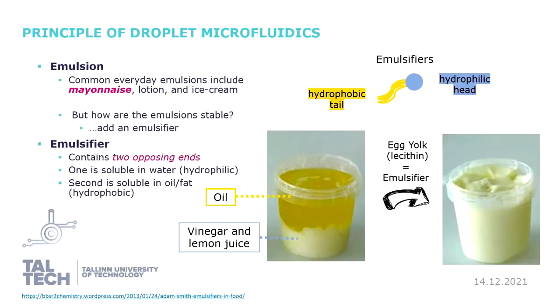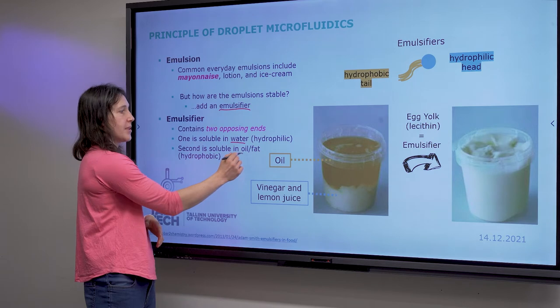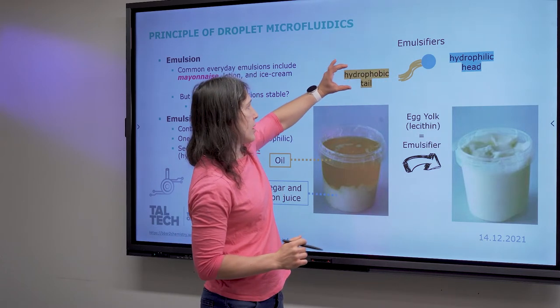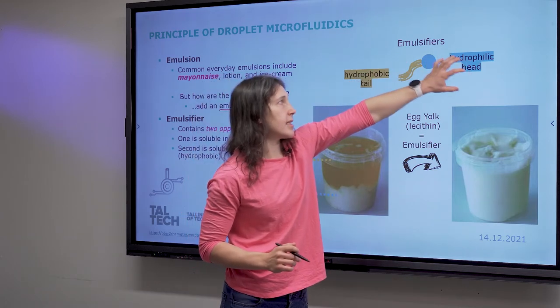Okay. So now a little bit more on emulsions. Well, you actually have emulsions in everyday life, and commonly this includes mayonnaise or some lotion or ice cream that we know. But how are they actually stable, these emulsions? Well, they are stable because you can add what is called an emulsifier. So now these are basically molecules that contain two opposing ends. One end is soluble in water, and the second one is soluble in oil, or basically fat. So we can look over here. This is the emulsifier. So it has a hydrophobic oil fat end and a hydrophilic water head.